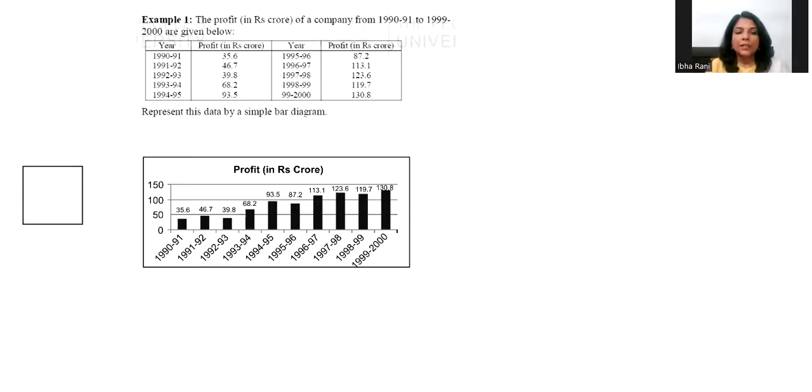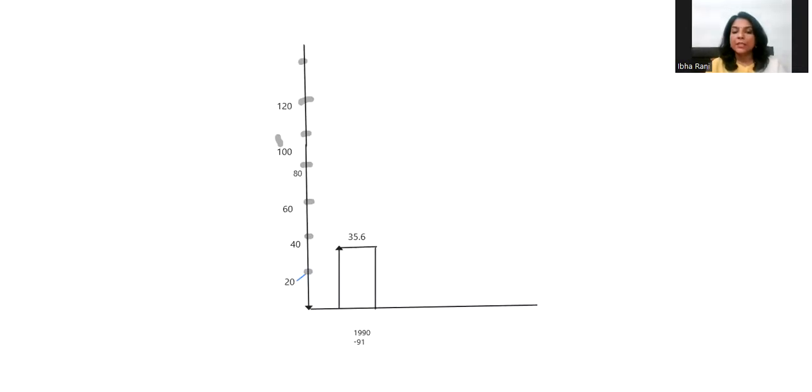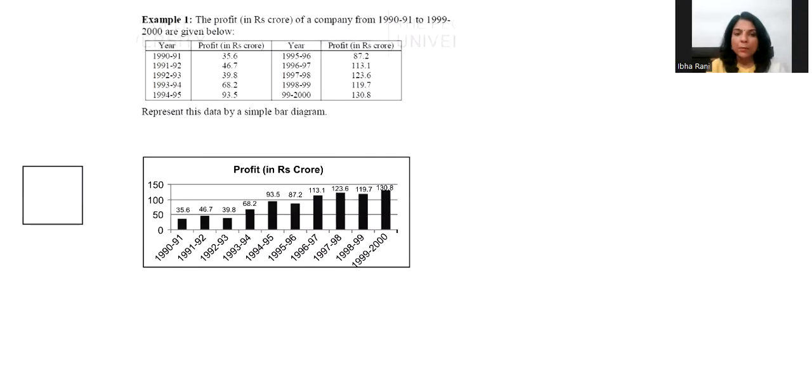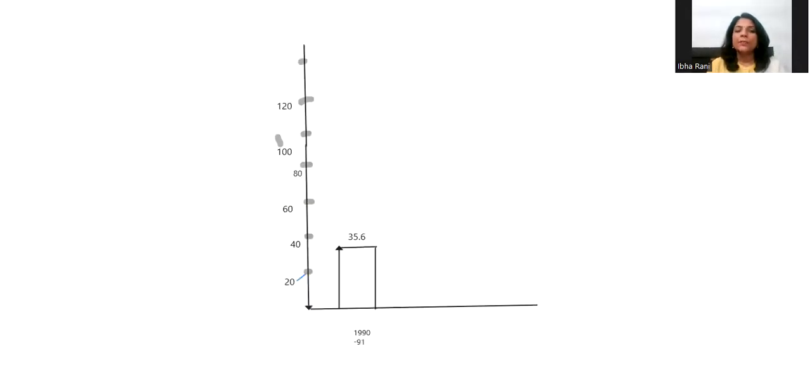Here I have made it for the year 1991 on the x-axis. All the years you can put in here. And for the profit, you have to look at the minimum profit and the maximum profit, and based on that you can decide the scale. For example, in this question the minimum profit is 35.6 and the maximum is 130. So you can take different data on the y-axis. For example, here I have taken 0 to 20, then 40, 60, 80, 100, 120, and it will keep on going.